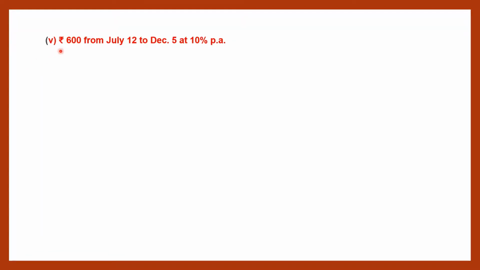Question 5, we've been given the principal, we've been given the time and the rate of interest. Let's get it here. So principal is 600 rupees. Then rate of interest is 10% per annum. And here time is given from July 12th to December 5th. So here first thing we need to do is find out how many days there are between July 12th to December 5th. Now July has 31 days, isn't it? July has 31 days. In that 12 days have already been taken off.